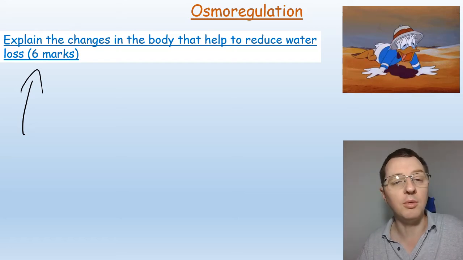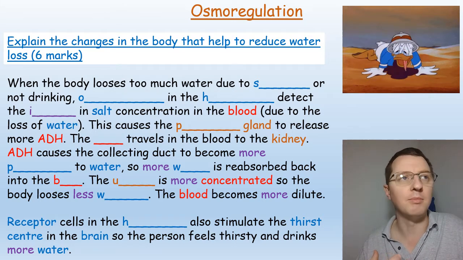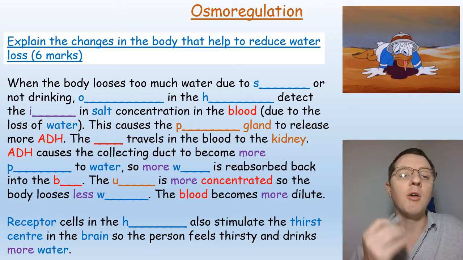Well, how did you do? Perhaps you'd like a little bit of help. Here's a gap fill that might just help you to try and improve your English and your terminologies and your biology when you're answering these 6-mark questions. Try and copy this out, fill in the gaps.